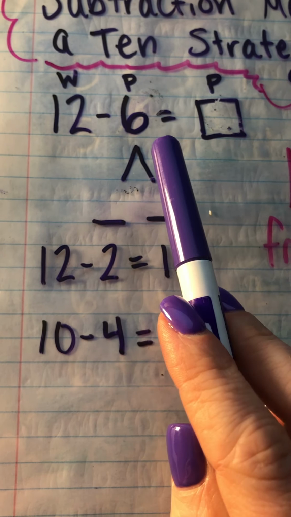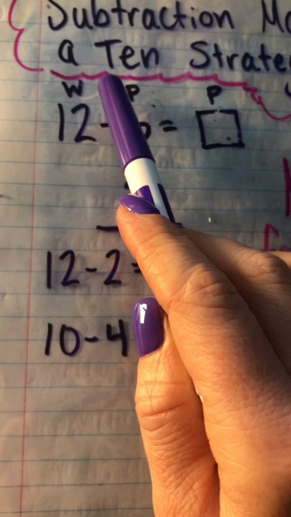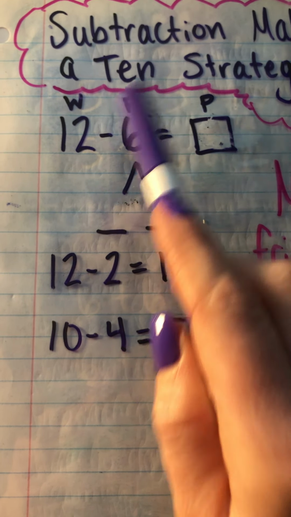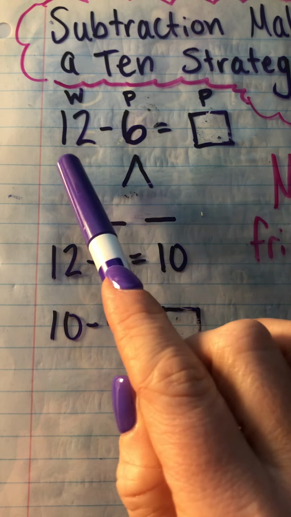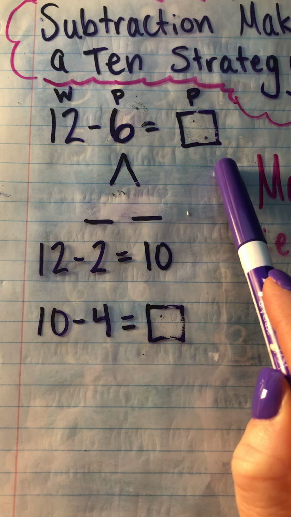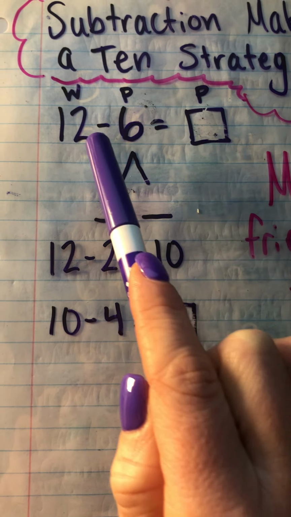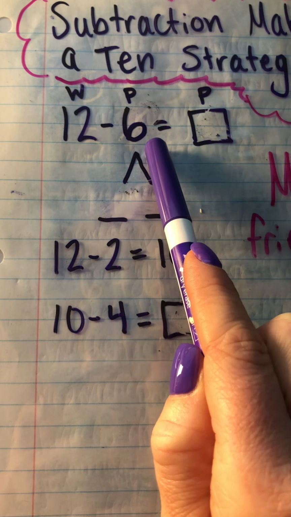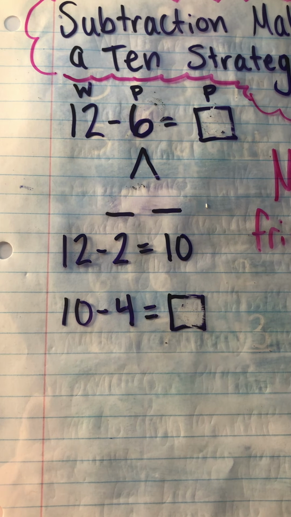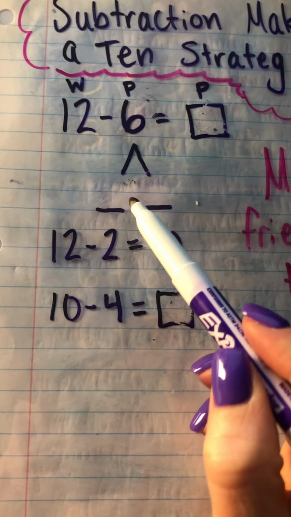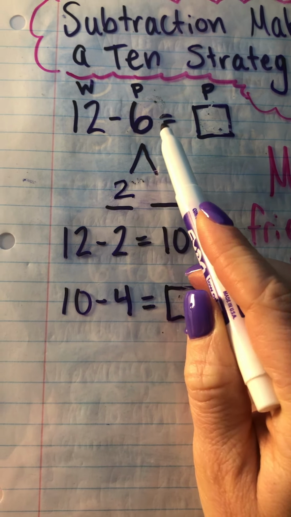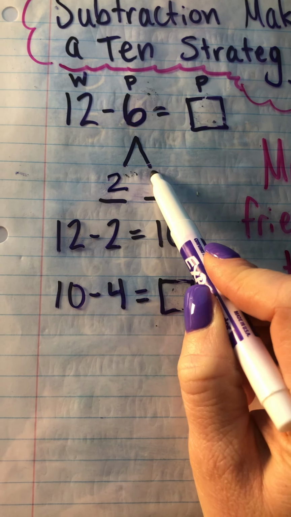12 minus 6. 12 is the whole, so I put a W above, and 6 is a part. 12 minus 6, we're taking away one part, and we have to find the missing part over here. So if we look at this, 12 minus 6, we can take this number here, the part, and break it down into a 2, and 2 plus what number equals 6? A 4.